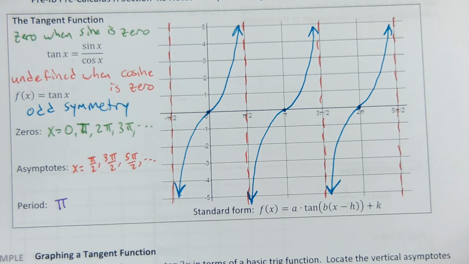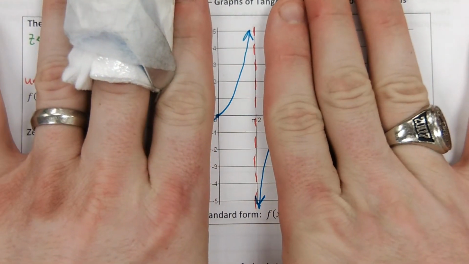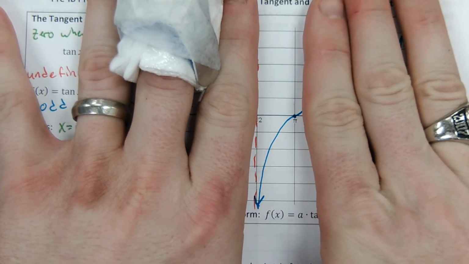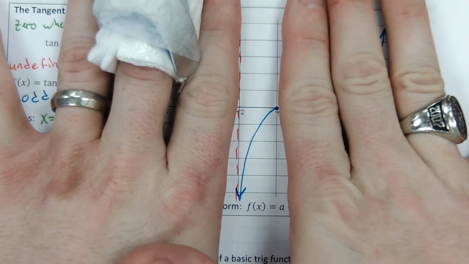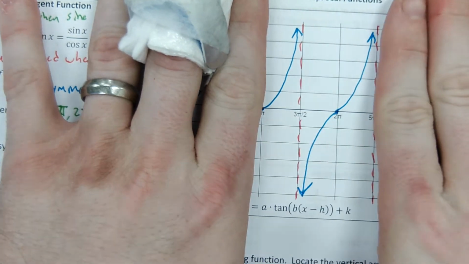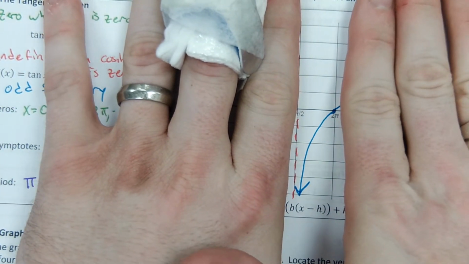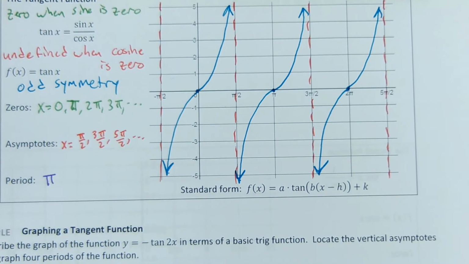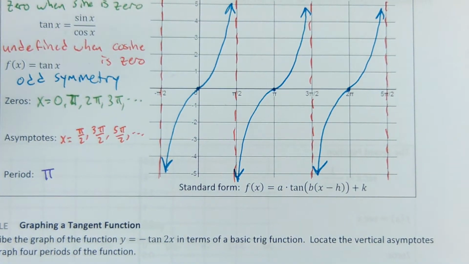Yes, ma'am. Well, think of the quadrantals. From 0 to pi over 2 is quadrant 1, where tangent's positive. And then pi over 2 to pi is quadrant 2, where tangent's negative. Pi to 3 pi over 2 is quadrant 3, tangent's positive again. And lastly, 3 pi over 2 to 2 pi is quadrant 4, where tangent is negative once again. So it's literally the same radian measures as the quadrantal angles.